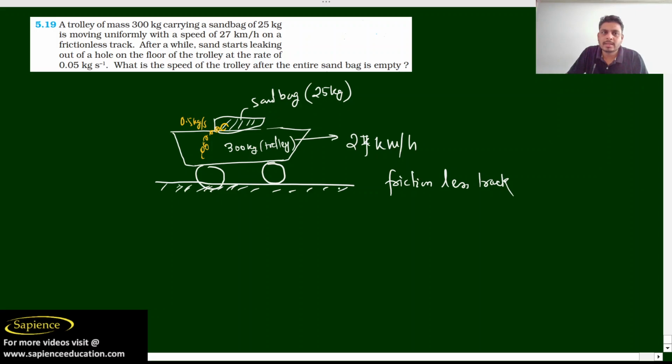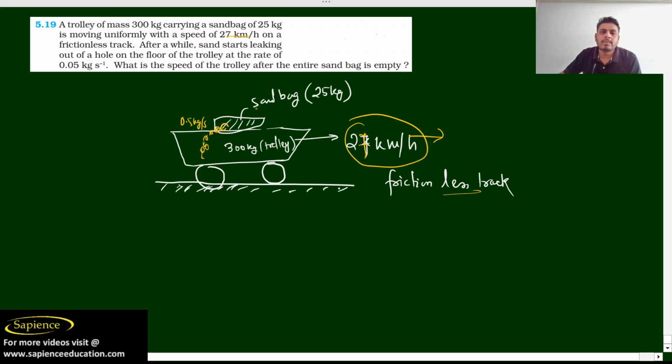A trolley of mass 300 kg carrying a sandbag of 25 kg is moving uniformly with a speed of 27 km per hour. So from here you can understand which type of trolley they are talking about. The trolley has a mass of 300 kg and there is a sandbag on the trolley which has a weight of 25 kg. This trolley is moving with a uniform speed of 27 km per hour, and there is a frictionless track.